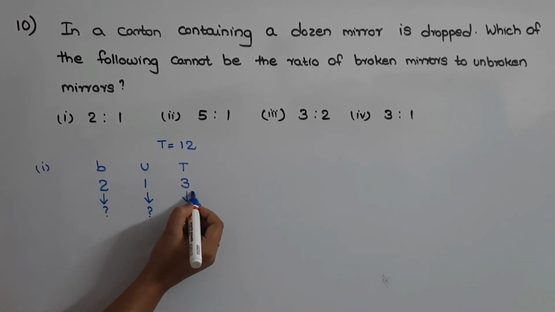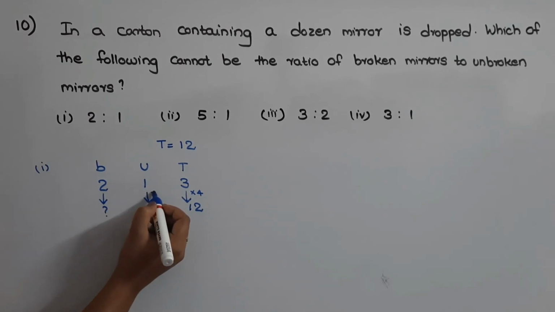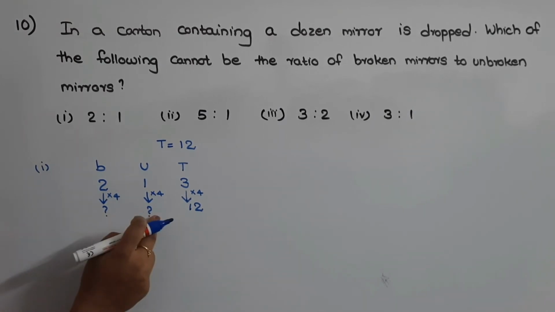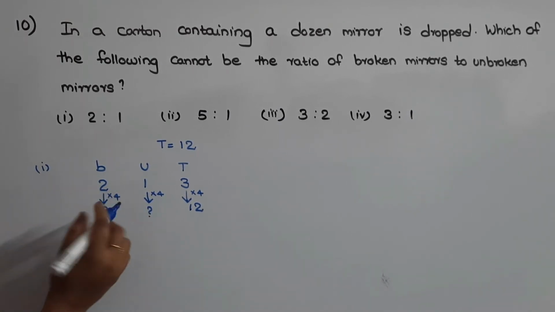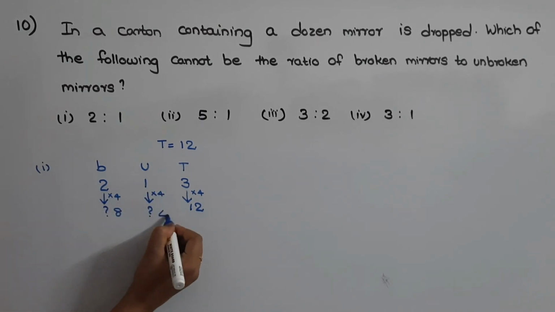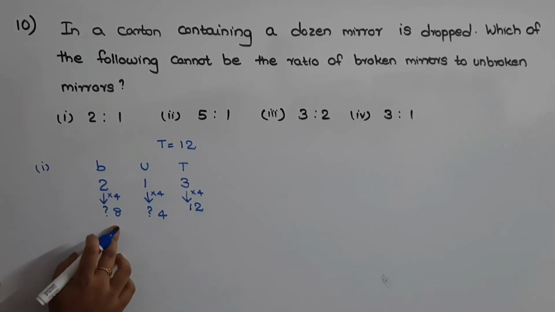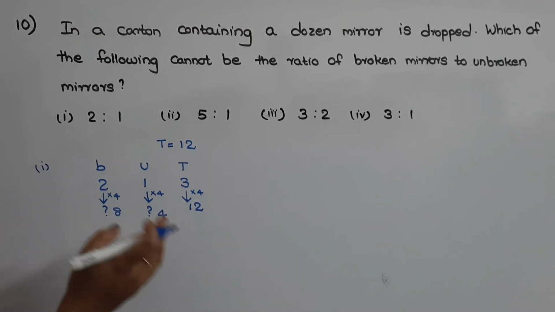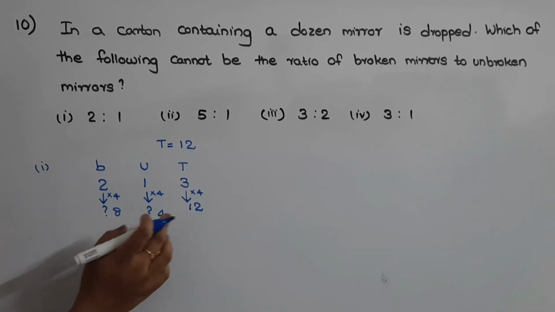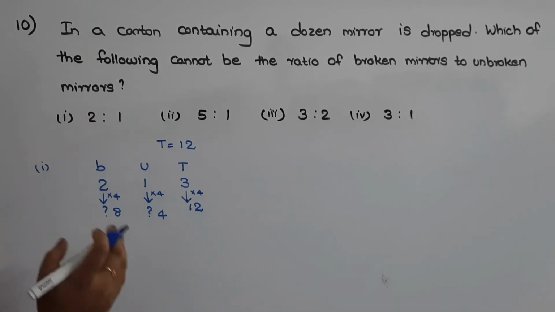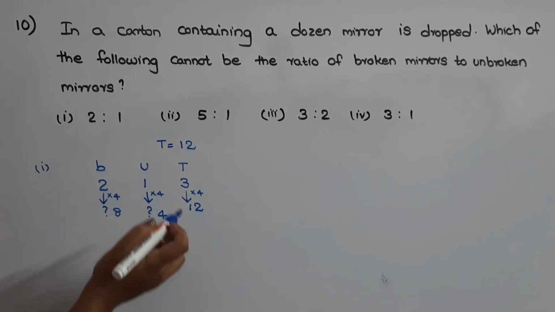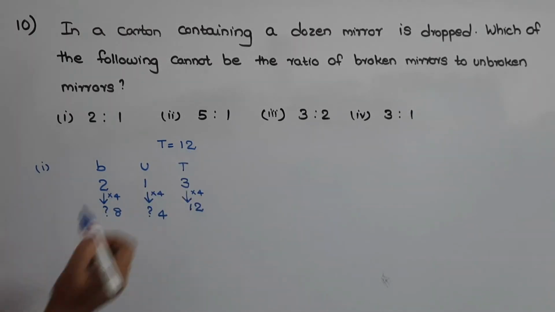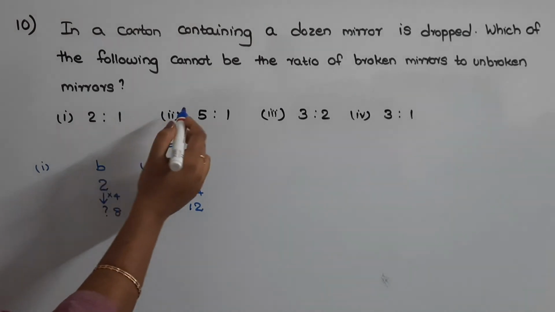Here 3 into 4 is 12. So if you multiply this 1 by 4 and this 2 by 4, we can find out the values of broken and unbroken mirrors. So the broken mirrors will be 8 and unbroken mirrors will be 4. Here we got an exact value for the broken and unbroken mirrors. So if from the ratio we are able to find an exact value for the broken and unbroken mirrors, then that particular ratio is a possible ratio. This was possible because the sum of the ratio is a multiple of the total number of mirrors given. Now let us see the second option.